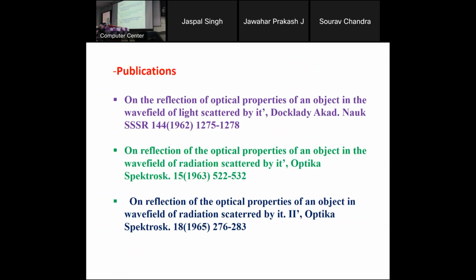Then this field exploded. Volume holography is one of the very important classes of hologram, particularly for display applications and for recording holograms in photographic crystals, because these crystals are thick. You could really record a thick hologram, and you can transfer energy from one point to another.